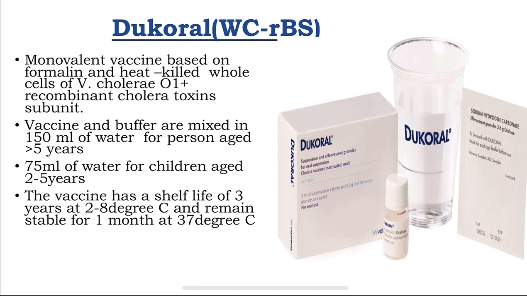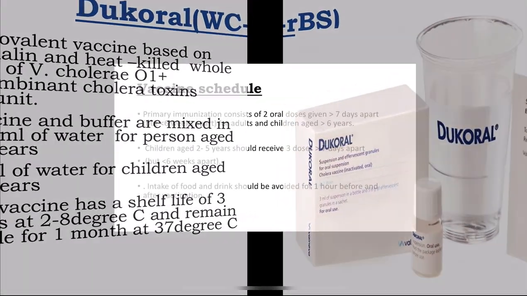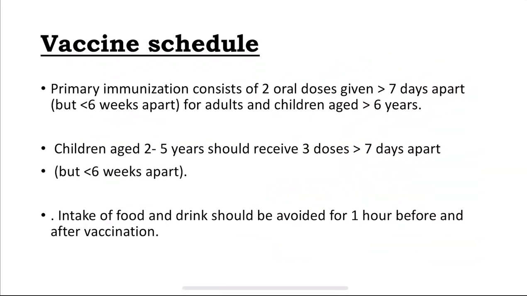And then the vaccine has a shelf life of 3 years at 2 to 8 degrees Celsius, and the vaccine can remain stable for 1 month at 37 degrees Celsius. Is it clear? The shelf life of the Dukoral vaccine is 3 years at 2 to 8 degrees Celsius in the ice-lined refrigerators, and it can remain stable for 1 month at 37 degrees Celsius.